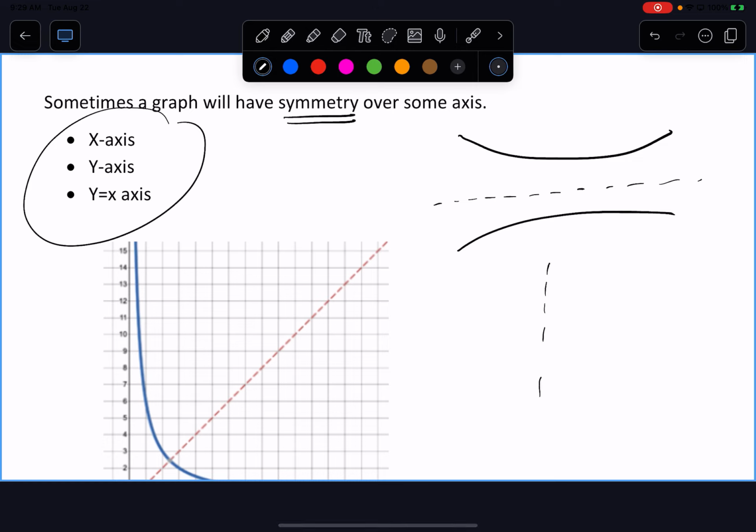Symmetry over the y-axis would be like if we had a graph like this, we would stamp it across the y-axis and it would look exactly symmetric. Do you guys get the picture?